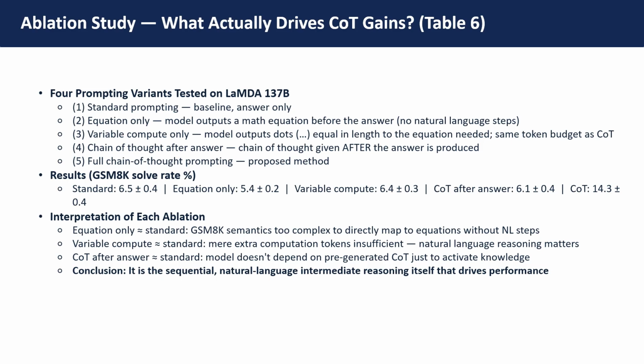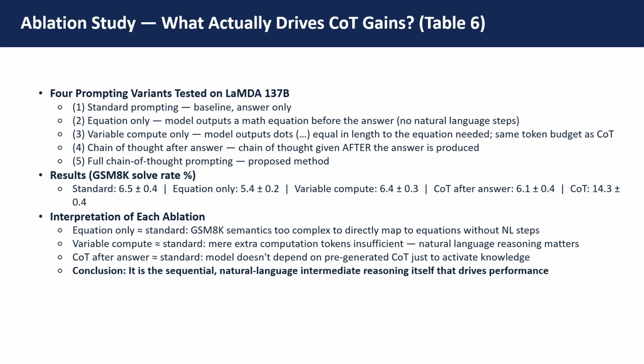Second hypothesis is variable compute only. Maybe the benefit comes from using more tokens, meaning more computation. So they replace reasoning with dots. Again, the result is no improvement, and the conclusion is that more computation alone is not sufficient.